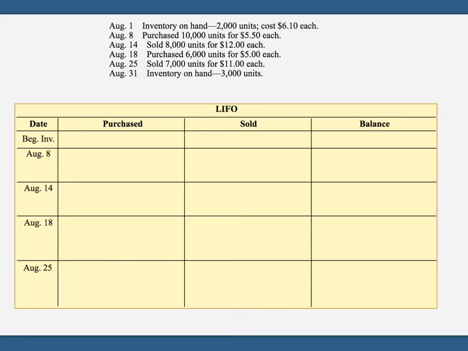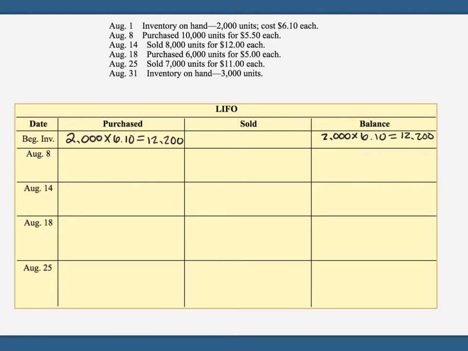So let's look at the first transaction here. On August 1st, it tells us our inventory on hand is 2,000 units and they cost $6.10. So we'll plug that in under the purchase section. 2,000 units times $6.10, which gives us $12,200. So that will be our balance. Over here as well, there's 2,000 units. It costs $6.10, $12,200.